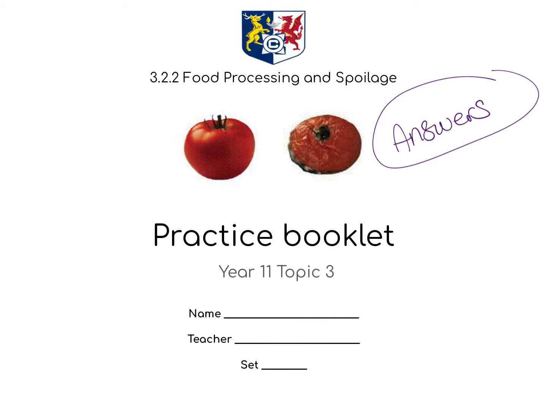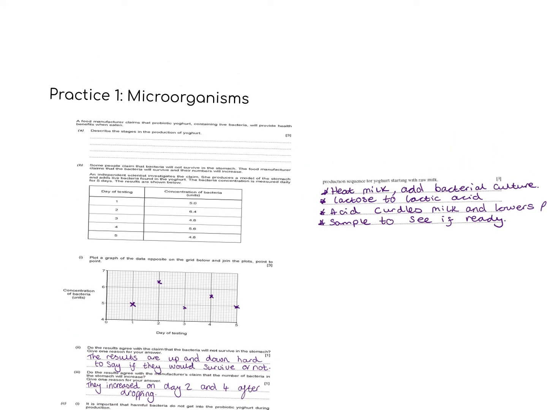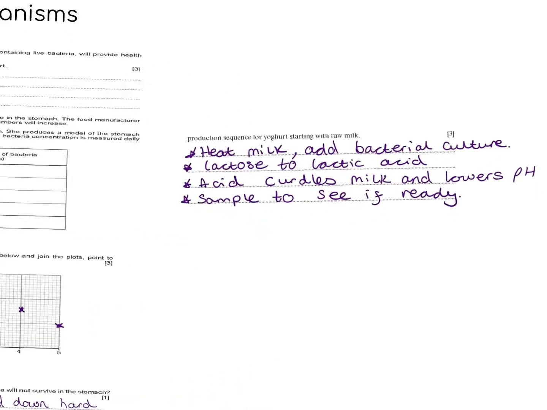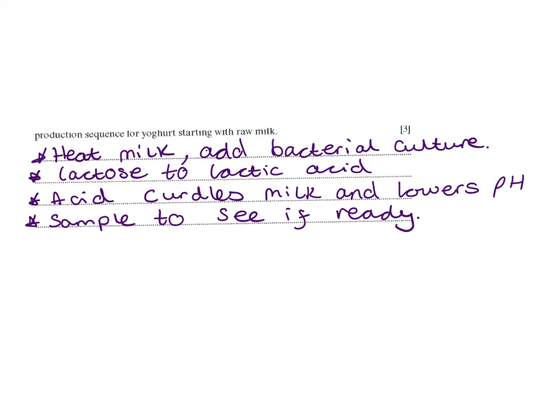So this is 3.22 food processing and spoilage. The first question asks you for the stages of the production of yogurt. You want to heat the milk and add a bacterial culture. Lactose will turn that into lactic acid. The acid curdles the milk and lowers the pH. See if the sample's ready, and then you add the flavour in, add the colour in, stuff like that.